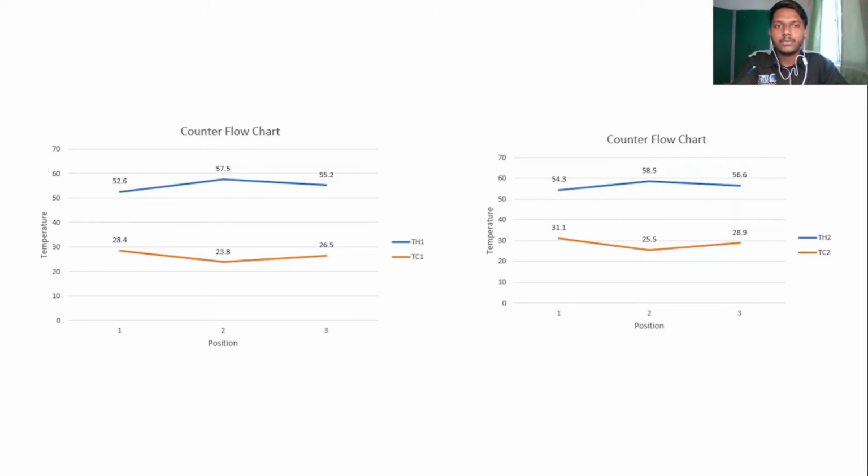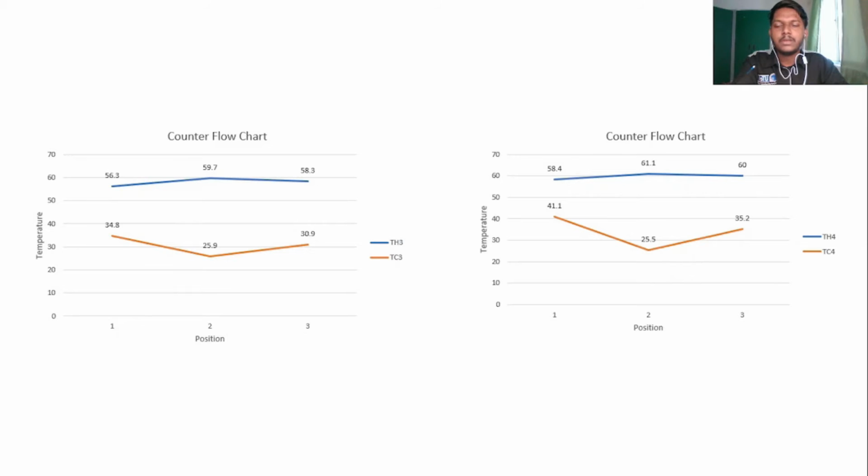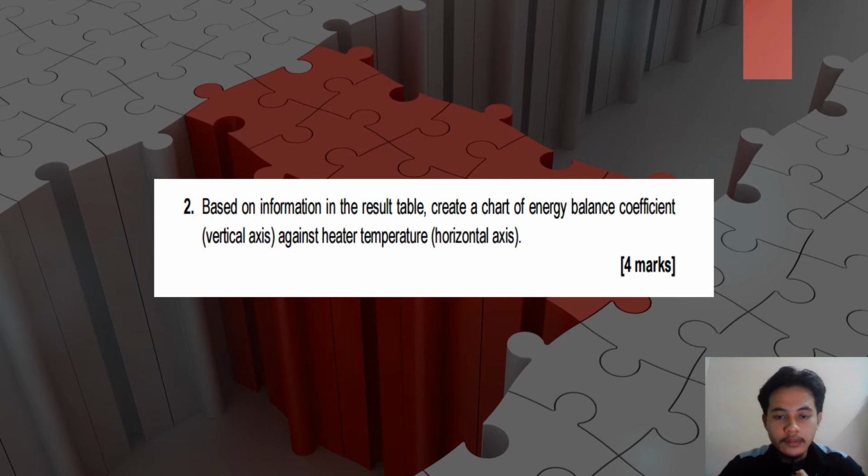This one is for the counter flow chart. On my left will be the counter flow chart for test 1, on my right will be the counter flow chart for test 2. Then this will be the counter flow chart for test 3 on my left, and on my right the counter flow chart for test 4. That's all from me, sir.